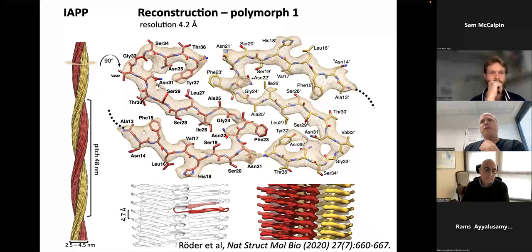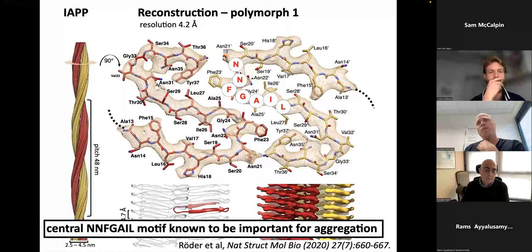But what was interesting for us was, first of all, there's a common motif, the so-called NNFGAIL motif, that is most important for the aggregation, and it's really necessary for the aggregation. And this is here at the center of the filament. This is kind of expected, because it's known that this motif needs to be in the core of the fiber. But if we look at this S-shaped motif here, we found that this looks kind of similar to our A-beta 42 structure.